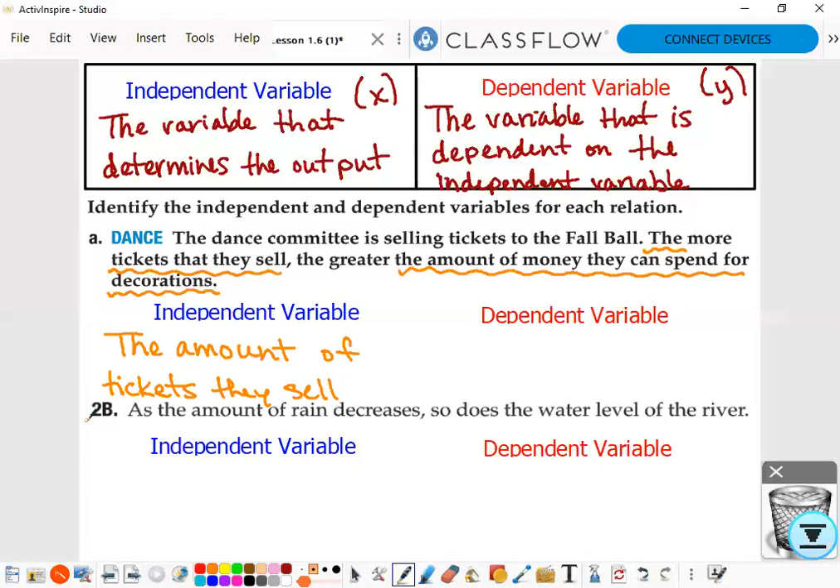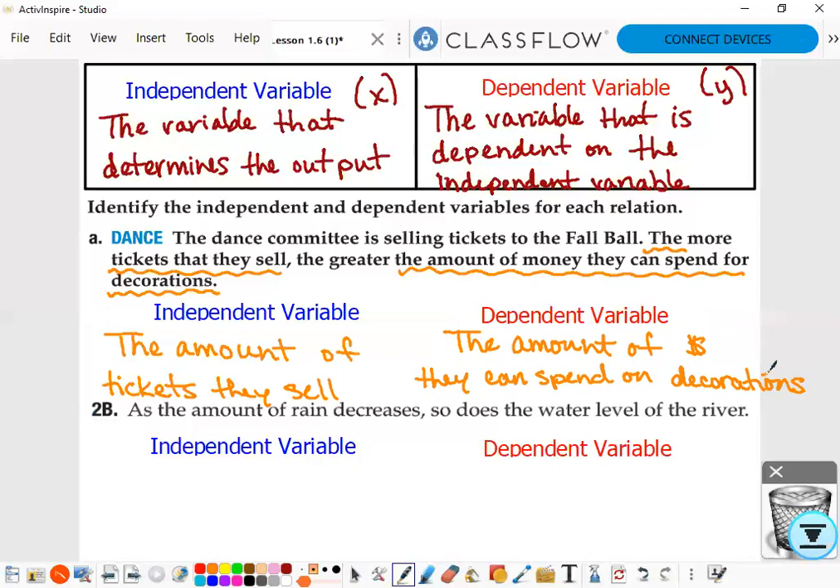The dependent variable then has to be the amount of money they can spend for decorations, and that sounds good. Let's just write that. The amount of money, I'm going to use a dollar sign, they can spend on decorations. Makes sense.